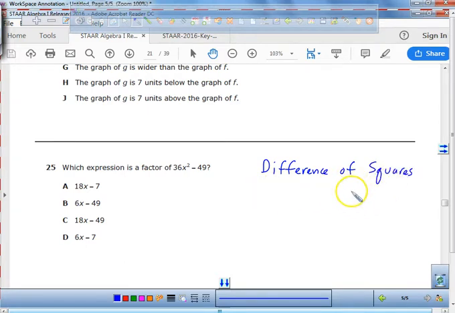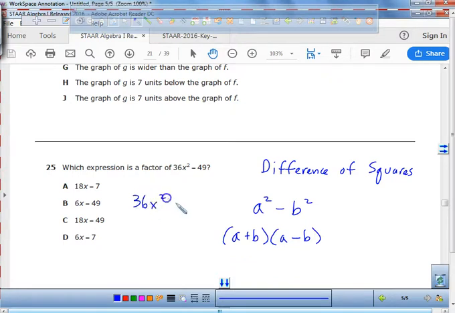Now I'm going to show you the pattern for a difference of squares. This is actually on your Algebra 1 STAAR chart, the formula chart. Could you guys write it down? a squared minus b squared always factors to a plus b and a minus b. That's what they want you to know. It always factors to a plus b and a minus b. Now, on this one, what are we starting with? We're starting with 36x squared minus 49.